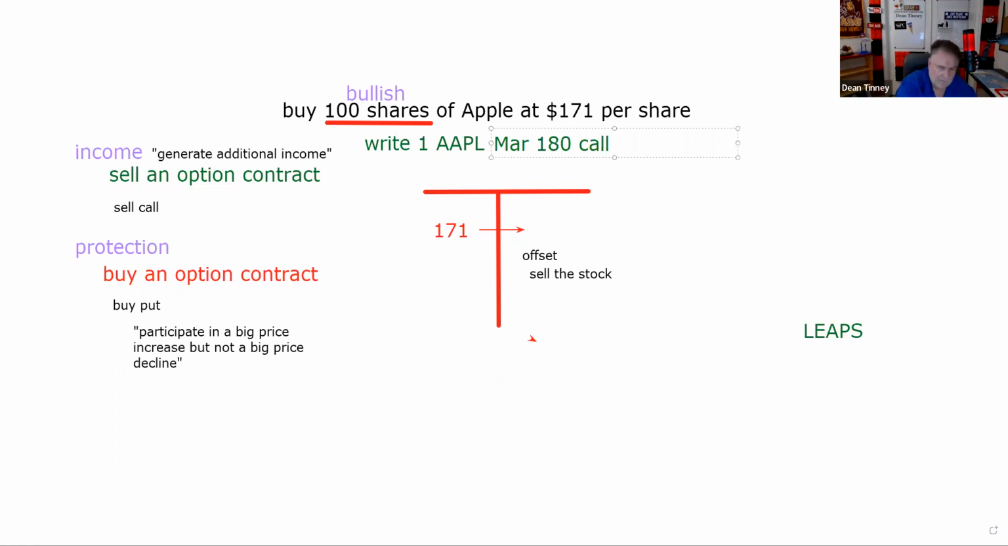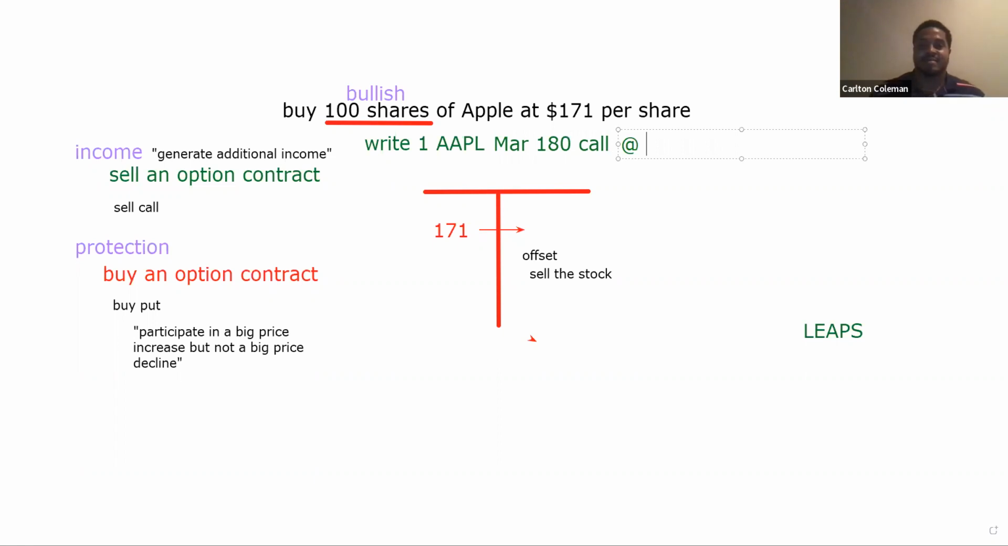I used to make all my customers sign a happy letter, a big boy letter, a big girl letter, saying, do you understand, Carlton, that if you get exercised, you're going to be delivering the Apple at 180? So that when it's 190 and you get called away, you can't say, I didn't know that. I said, well, here's your signature saying you understood that.